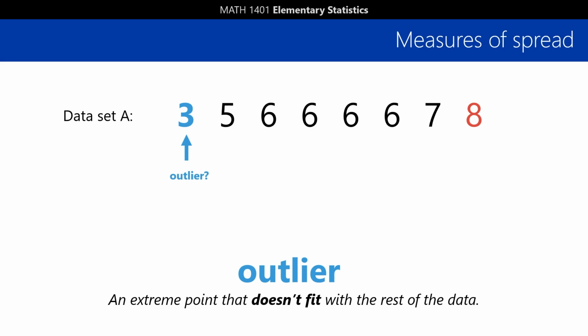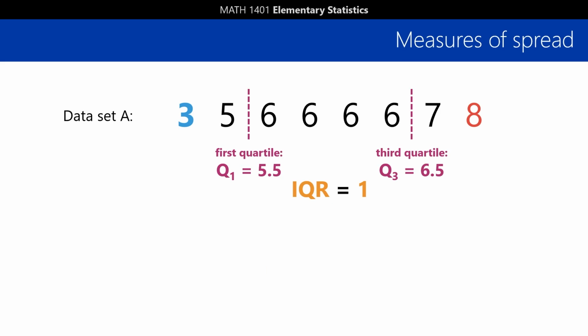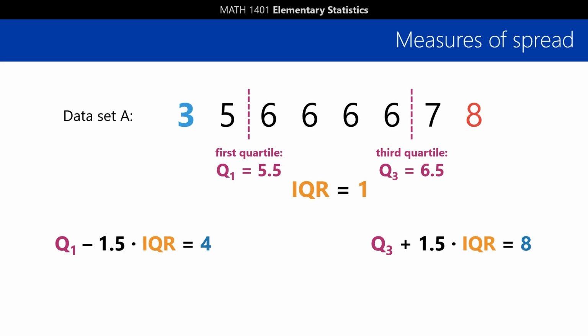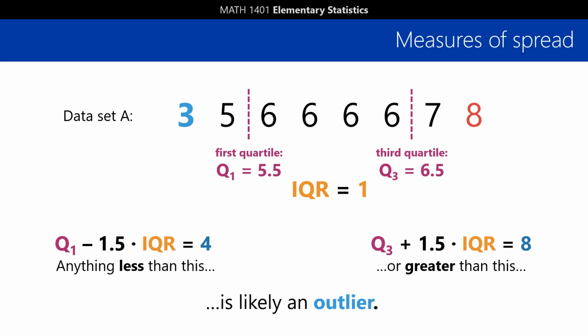That's where the interquartile range gives us a handy rule of thumb to determine whether something is a likely outlier. What we do is we first calculate the quartiles and the IQR. Then we find Q1 minus 1.5 times the IQR. Notice that the multiplication happens before the subtraction. In this case, that comes out to 4. Then we find Q3 plus 1.5 times the IQR, which comes out to 8. Anything less than the lower number or greater than the higher number is most likely an outlier.